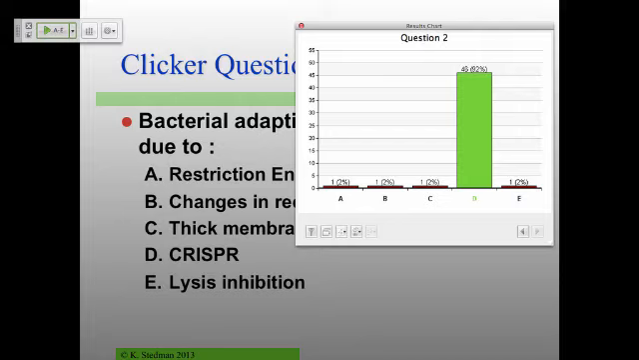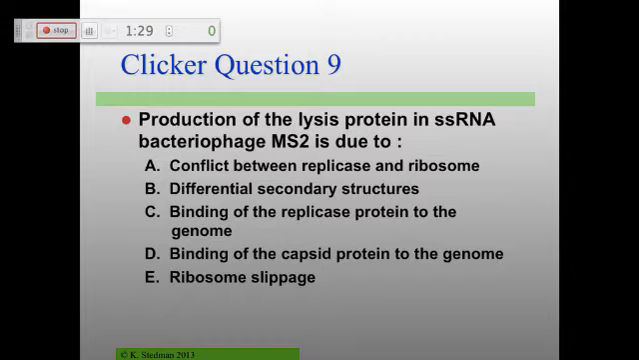So our last clicker question for today is: production of the lysis protein in the single-stranded RNA bacteriophage MS2 is due to conflict between replicase and ribosome, differential secondary structures, binding the replicase protein to the genome, binding the capsid protein to the genome, or ribosome slippage.